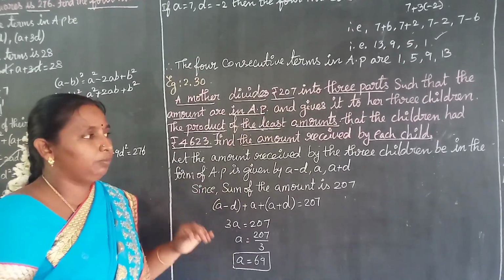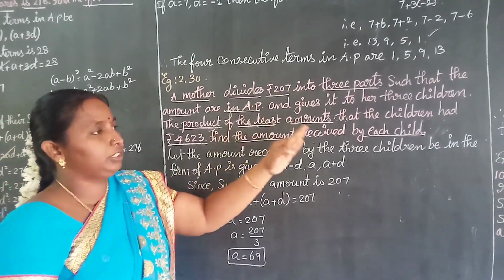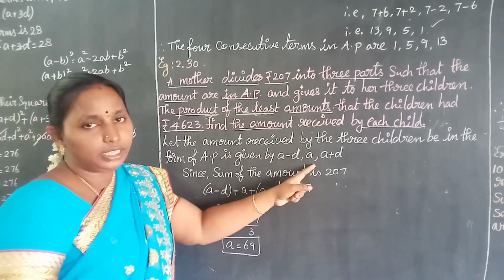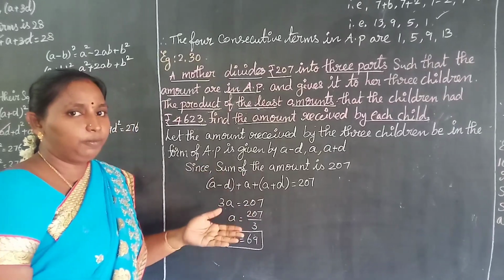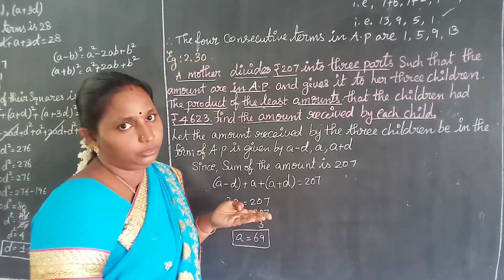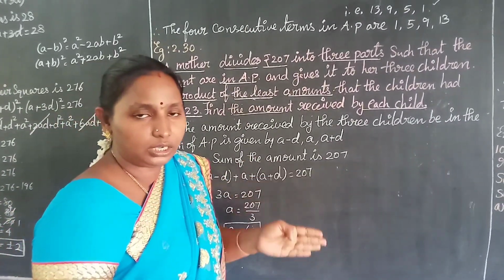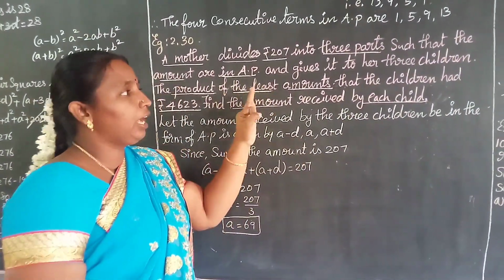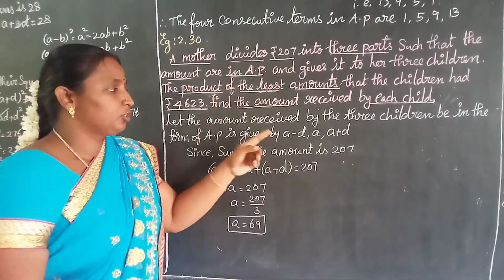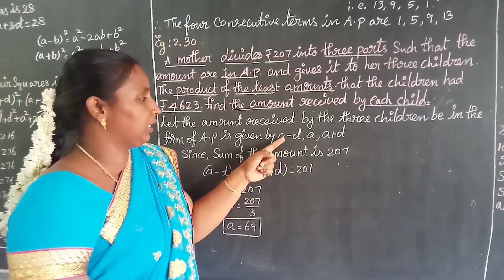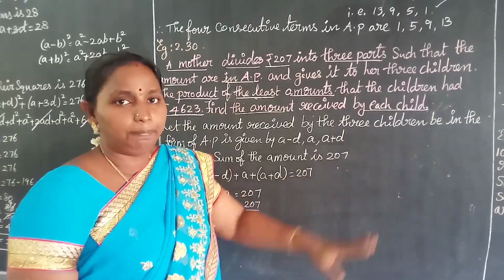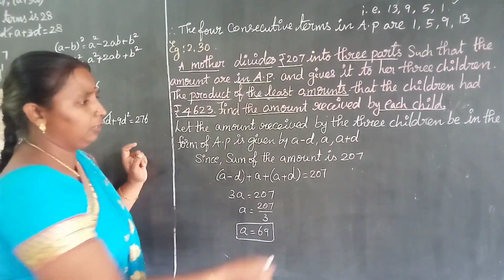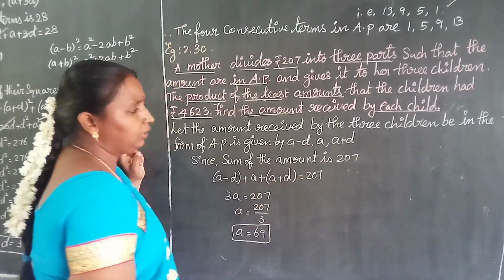Okay, so they given the sequence is in AP. So let the amount received by the 3 children, so 3 consecutive terms, we may take A minus D, A, A plus D. Already I told in the before sum, if they ask 4 consecutive terms, you have to take A minus 3D, A minus D, A plus D, A plus 3D. Here you have 3 children, so it is in AP. So I have to take the consecutive numbers as A minus D, A, A plus D. So the total amount is 207.